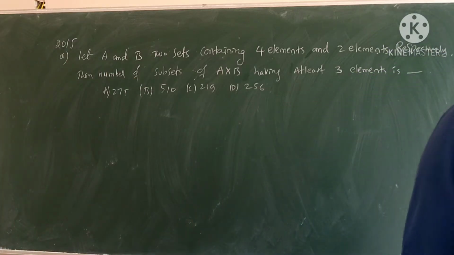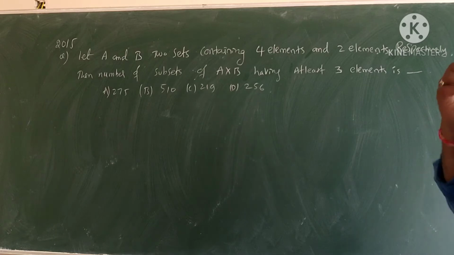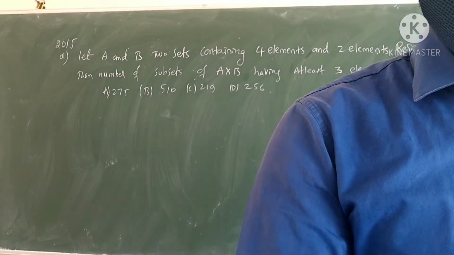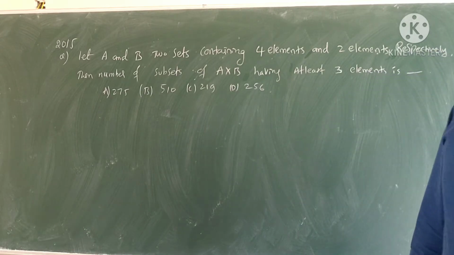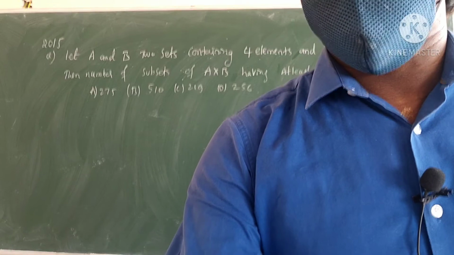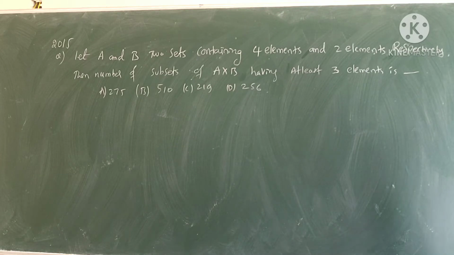See this question, what they said: let A and B be two sets containing 4 elements and 2 elements respectively. The number of subsets of A cross B having at least 3 elements is dash.